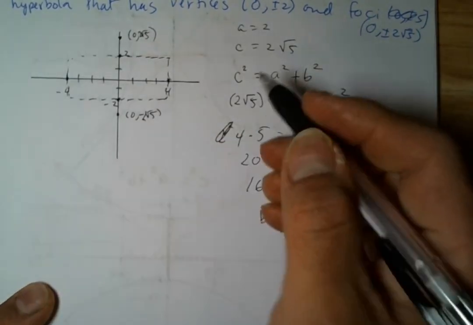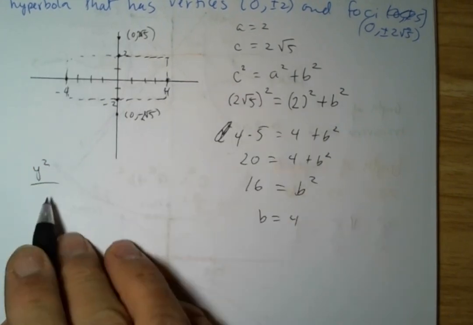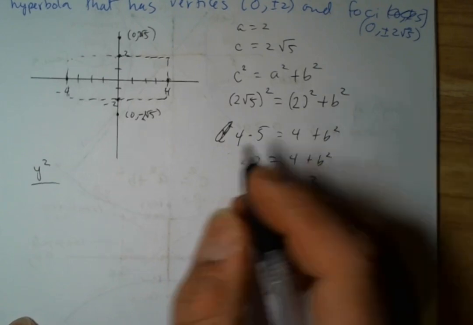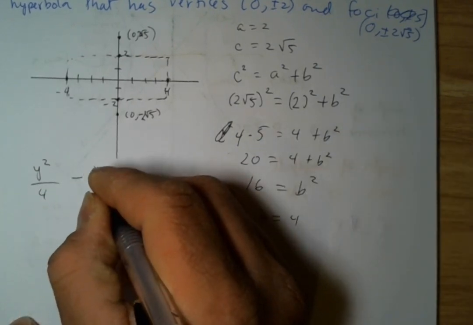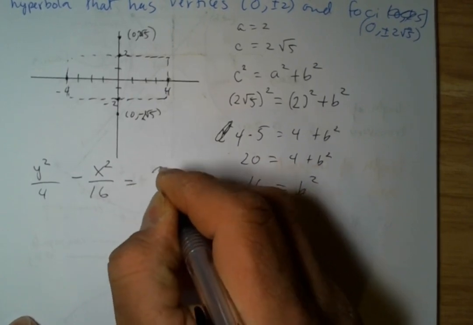Since it opens vertically, we'll have y squared, centered at the origin. So y squared over a squared, where a is 2, so a squared is 4, minus x squared over b squared, which is 16, equal to 1.